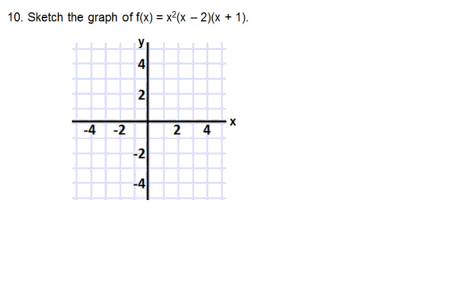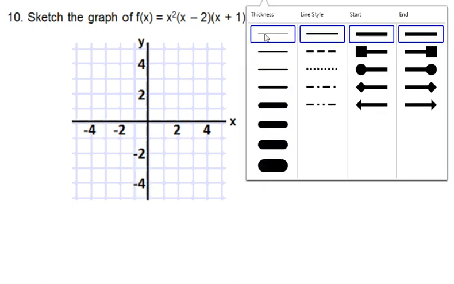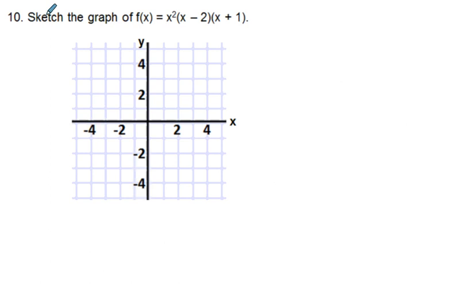10. Sketch the graph of f(x) = x³(2x − 2)(2x + 1). Now, the language in this problem doesn't say anything about using or not using a graphing calculator. I'm going to graph this without a graphing calculator, but keep in mind that if you were handed a graphing calculator for the test, you can use it either from the get-go or to check.